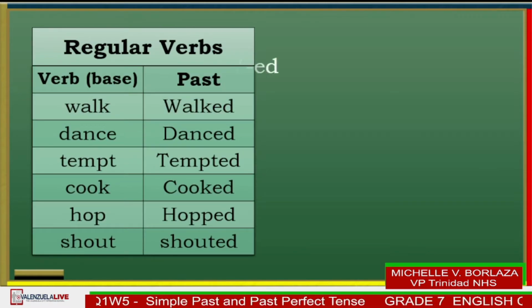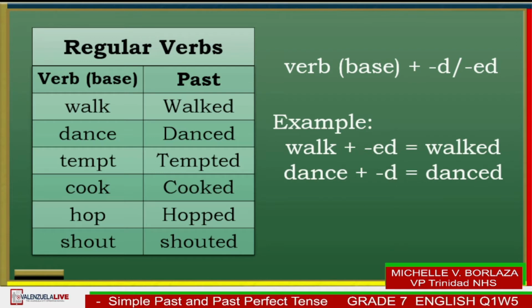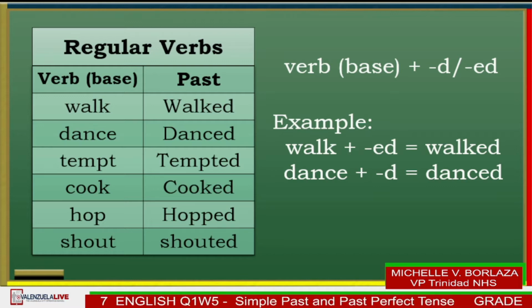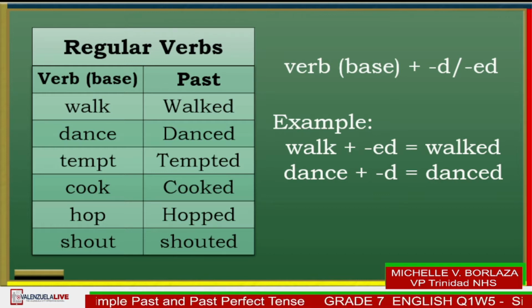Now, do you observe the changes in spelling of the word hop? When we change it to simple past tense, it becomes hopped. Verb, or the base form of the verb, plus D or ED. For example, we add walk plus ED equals walked, and dance plus D equals danced. But in the case of the word hop, we follow a certain rule.